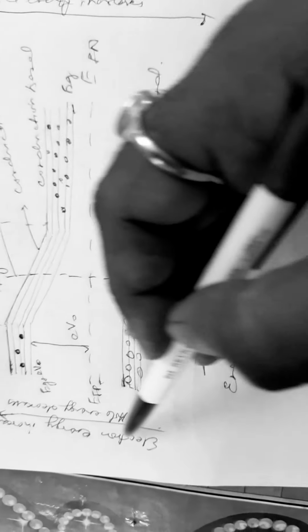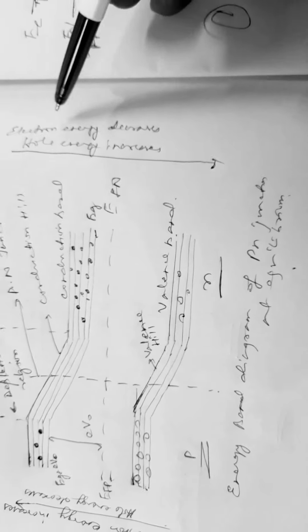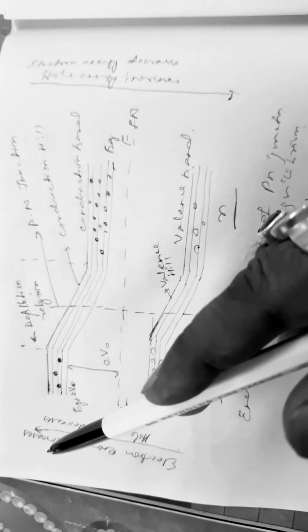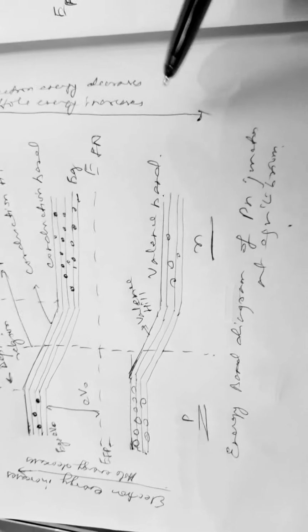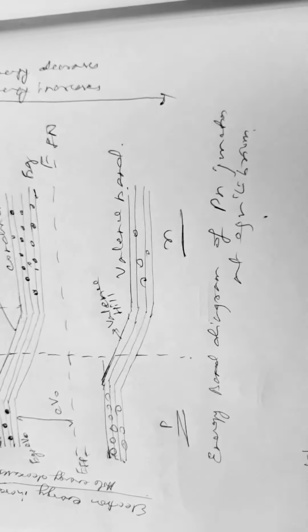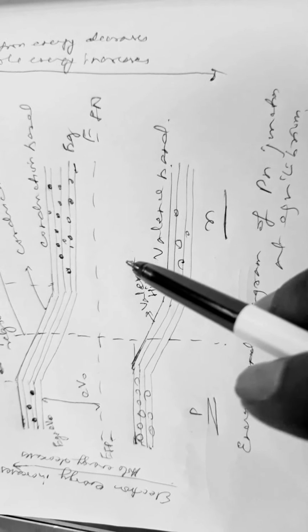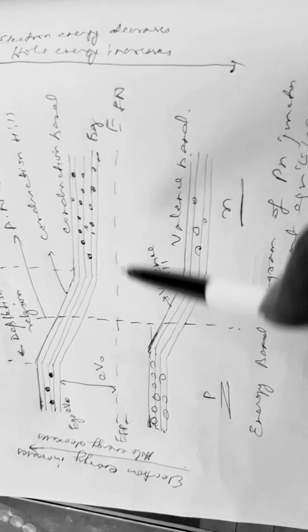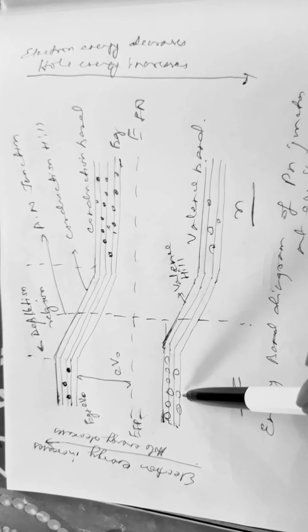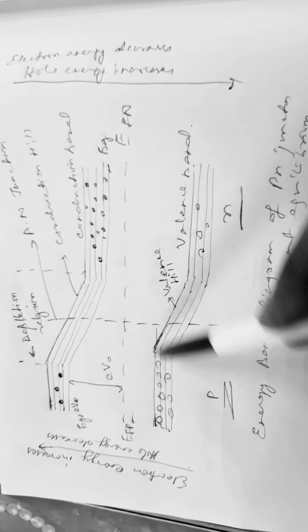You can see electron energy increases over here. Here the hole energy increases while it comes down. So going up, electron energy increases, coming down, hole energy increases. Secondly, the electron and holes diffuse in opposite directions.